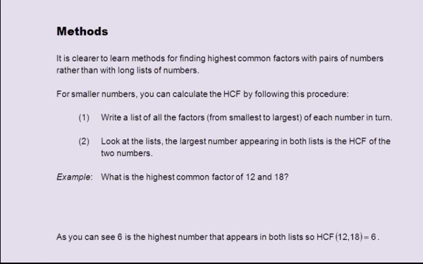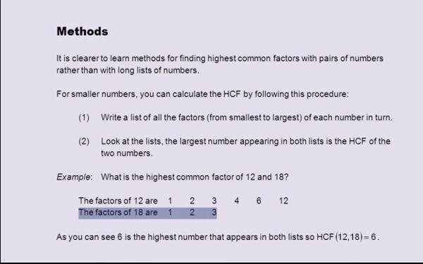Let's do an example. What is the highest common factor of 12 and 18? The factors of 12 are 1, 2, 3, 4, 6, and 12. The factors of 18 are 1, 2, 3, 6, 9 and 18. As you can see, 6.